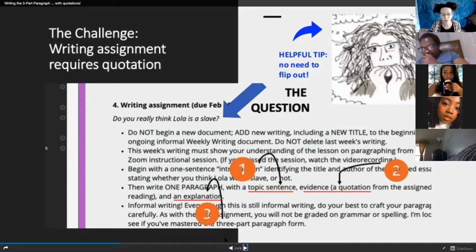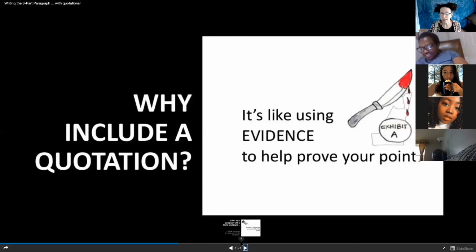The first thing is no need to flip out. I am comparing this to the use of evidence in a court of law, right? When you are making a case in court, the lawyer tells the jury, the lawyer tells the judge, hey, this is the claim I'm making. My client is innocent, or my client is guilty. But you're not allowed just to say that. You also have to have an exhibit, a piece of evidence that helps to prove the thing that you're saying. So for college writing, those quotations from an outside text are like the evidence or the exhibit that you would use in a court of law to make your case.